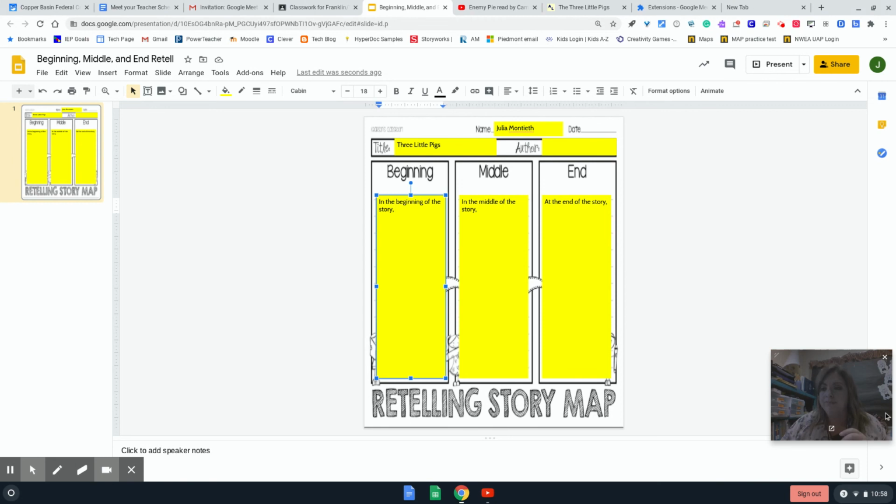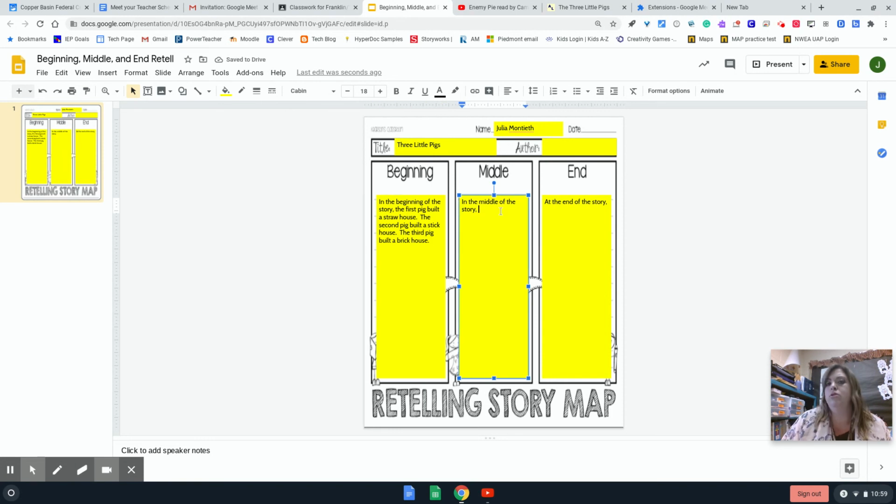Let's talk about that. What happened at the beginning of Three Little Pigs? Well, at the very, very beginning of the story, they all built their houses, right? Okay. That's the first thing that had to happen. So at the beginning of the story, the first pig built a straw house. The second pig built a stick house. The third pig built a brick house. Okay, all right, so that's the beginning of our story.